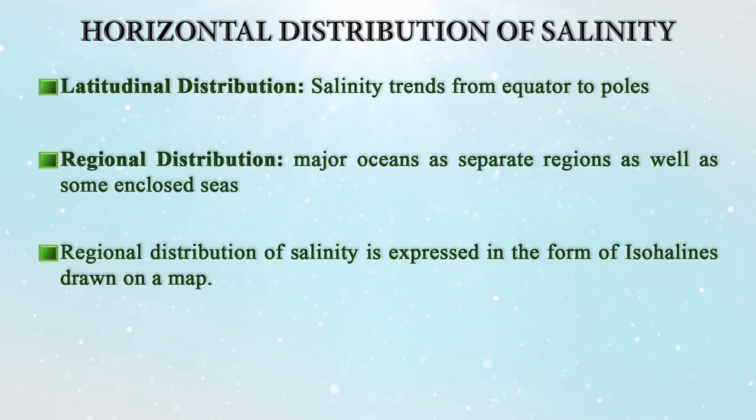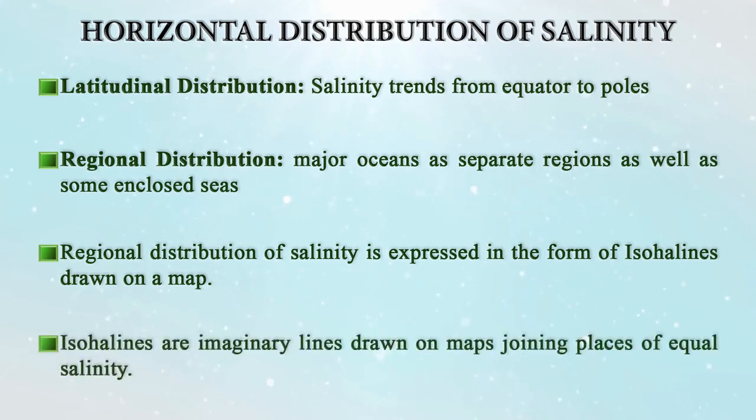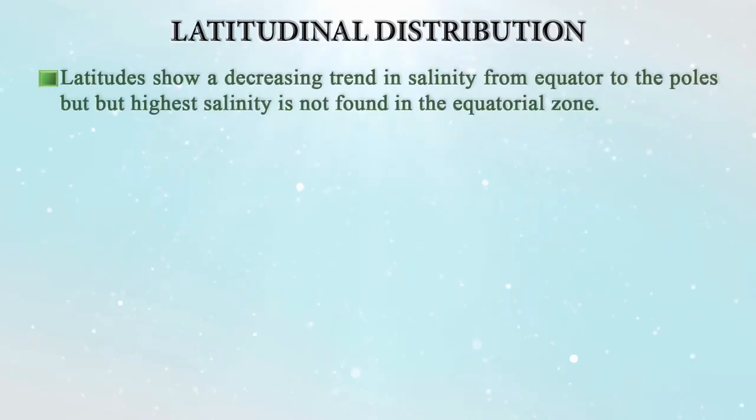So, while studying the horizontal distribution of salinity, we study with the help of isohalines, which are imaginary lines drawn on the maps joining places of equal salinity. Now, coming on to latitudinal distribution of salinity, it has a general trend of decreasing salinity from the equator towards the poles. But let us reason out, will the equatorial region be the region of highest salinity?